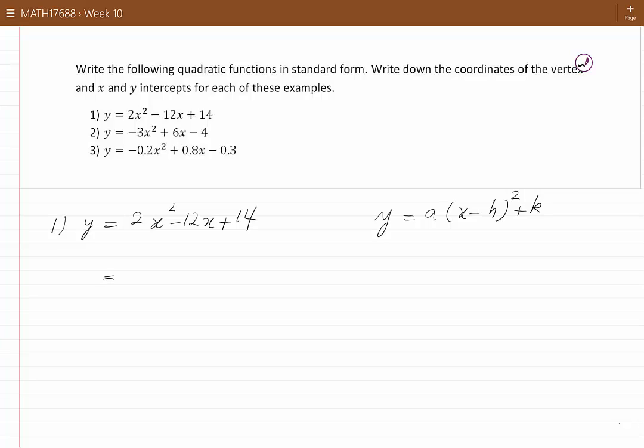Focus on the first two terms which involve x. Factor the coefficient of x squared. If I factor 2, I will have x squared minus 12 divided by 2 x, and then I have a 14 outside the bracket. I can simplify inside the bracket to get 2 times (x squared minus 6x) plus 14.